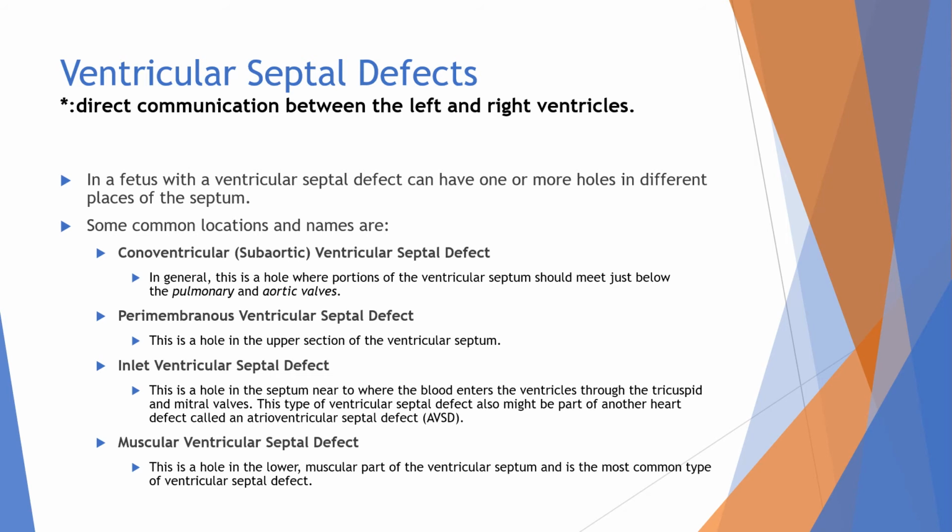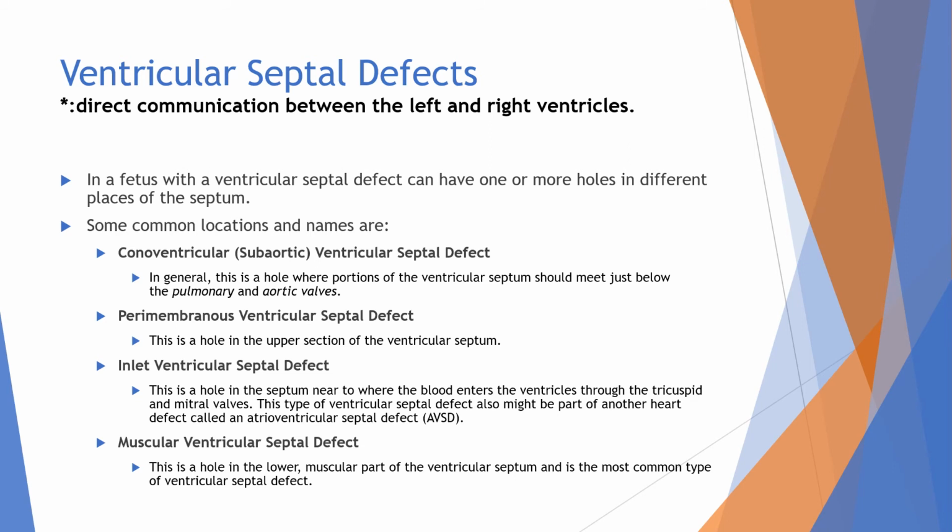The perimembranous ventricular septal defect is a hole in the upper section of the ventricular septum. An inlet ventricular septal defect is a hole in the septum near where the blood enters the ventricles through the tricuspid and mitral valves.